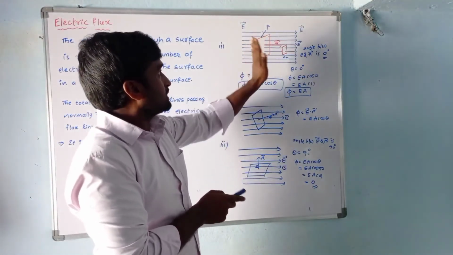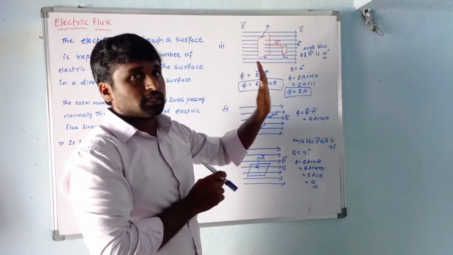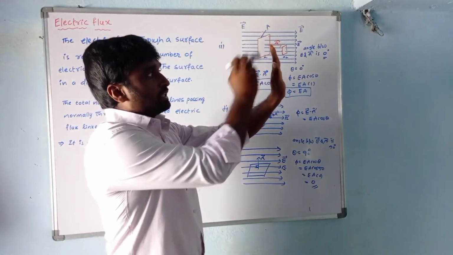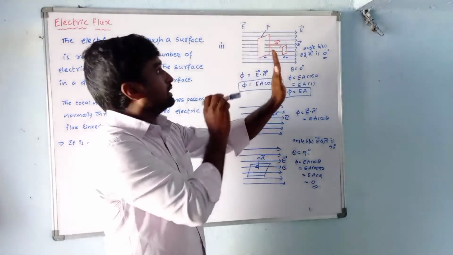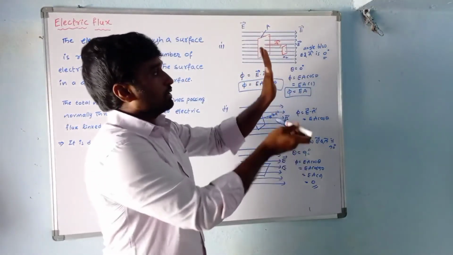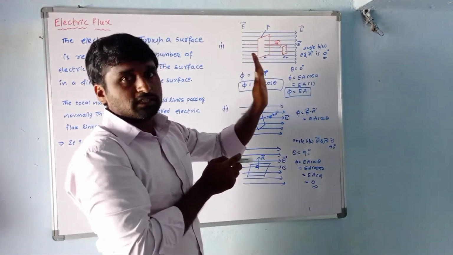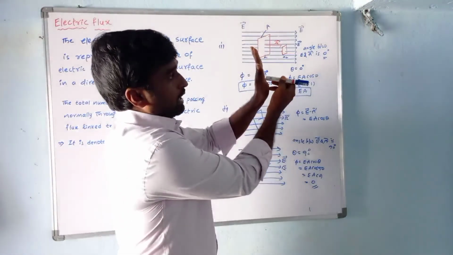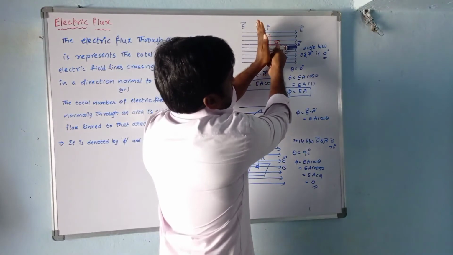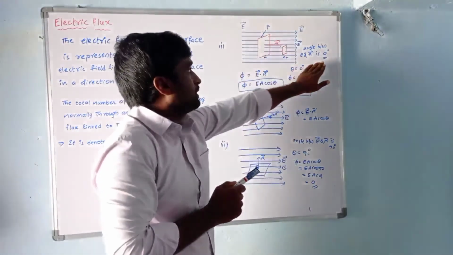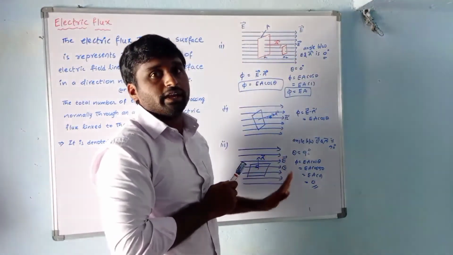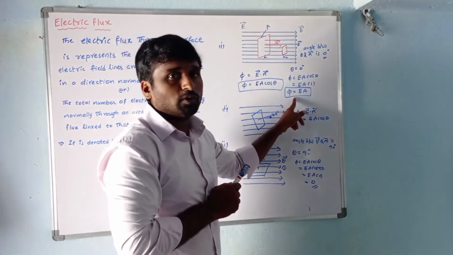In this first case, our plane surface is inserted in the electric field perpendicularly. So the angle between the electric field lines and the plane surface is 90 degrees. But what is the angle between the area vector and the electric field lines? That is 0. When we take the plane surface in this position, our area vector will be in this direction. There is no angle between the electric field lines and the area vector. In this case, we will get more flux.